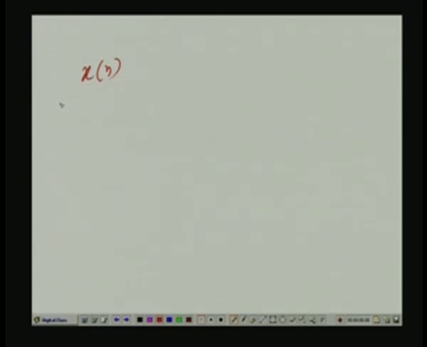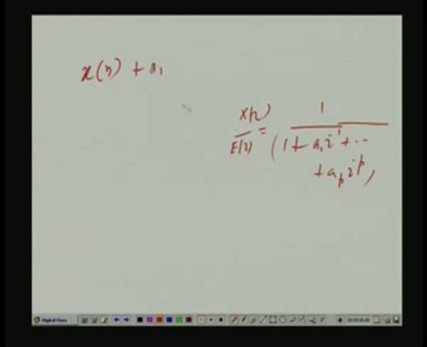So, in time domain, what does that equation mean? You remember the transfer function: X(z) by E(z) is 1 by 1 plus A1 z inverse plus dot dot dot plus AP z inverse P. E(z) is the z transform of En, X(z) is the z transform of Xn. That means X(z) into this is equal to E(z) into 1. In time domain, it means Xn plus A1 Xn minus 1 plus dot dot dot plus AP Xn minus P is equal to En.